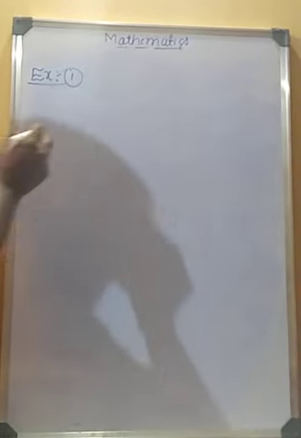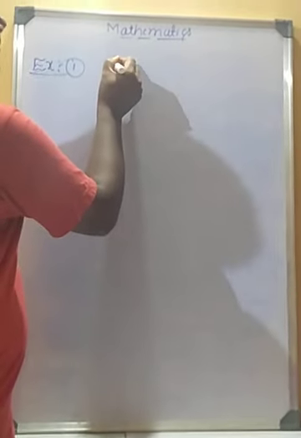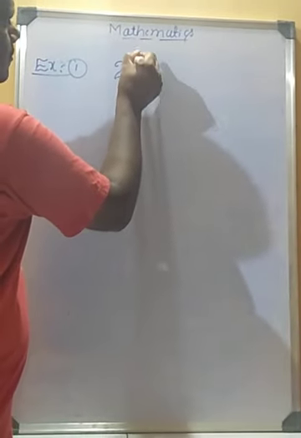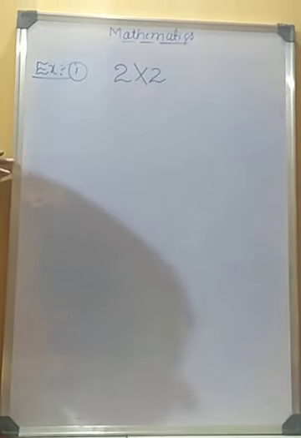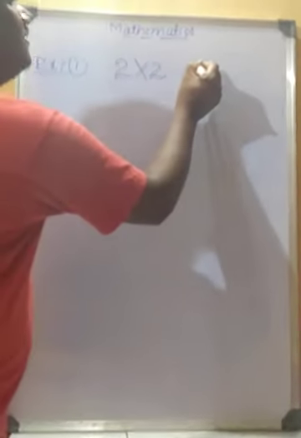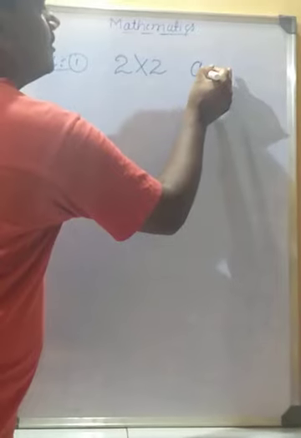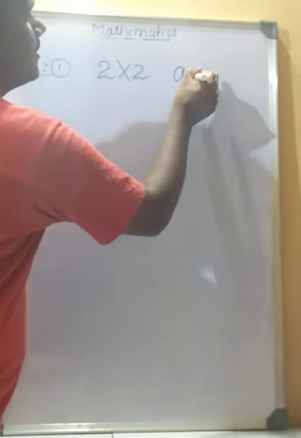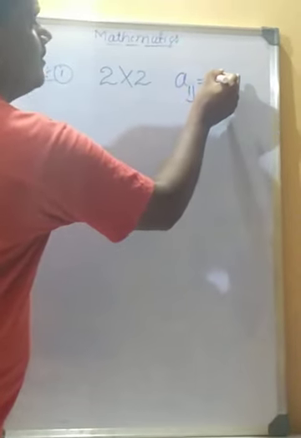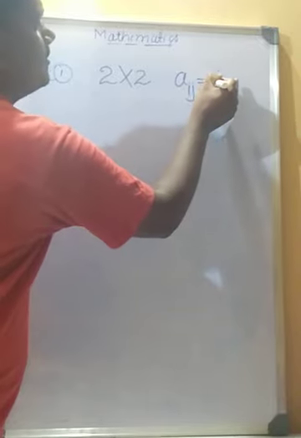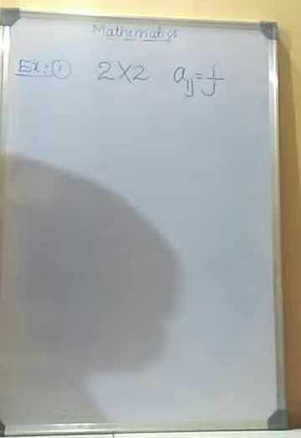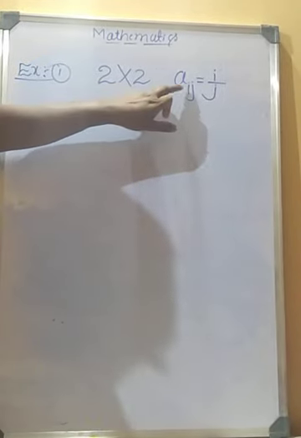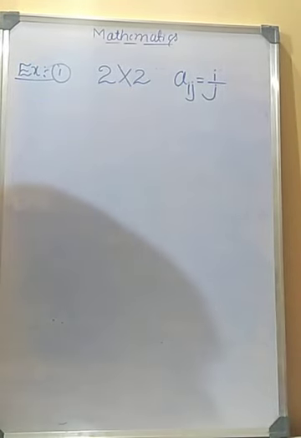Example 1. Construct a 2 cross 2 matrix whose elements are given by Aij, where the element is i divided by j. Construct a 2 cross 2 matrix by using this element.